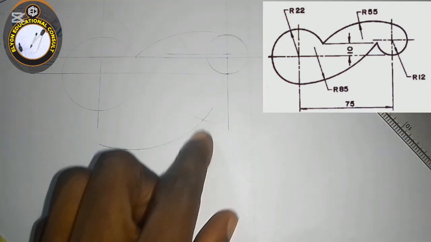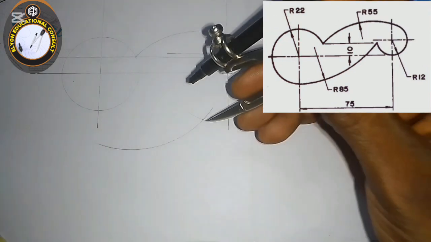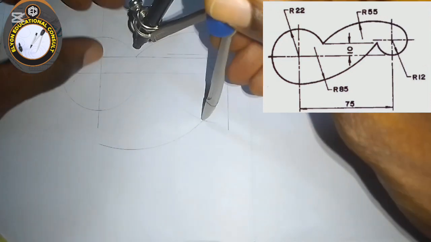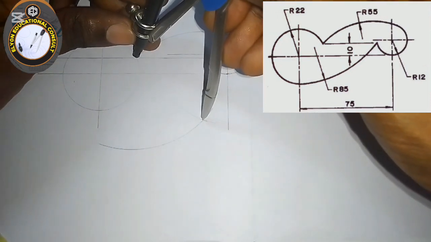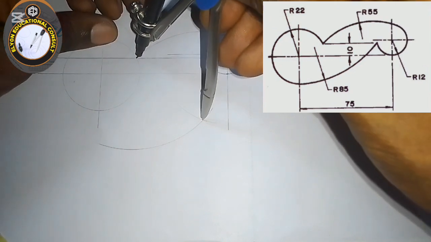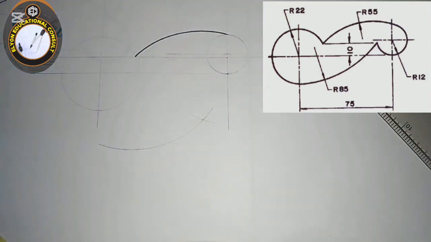Okay, let me just do that straight away now. Place this here, then extend to it. You have this. Okay, I hope that is clear.